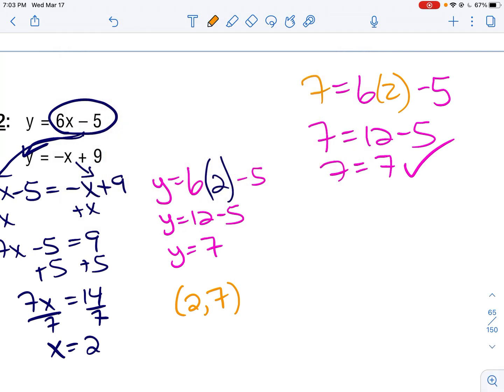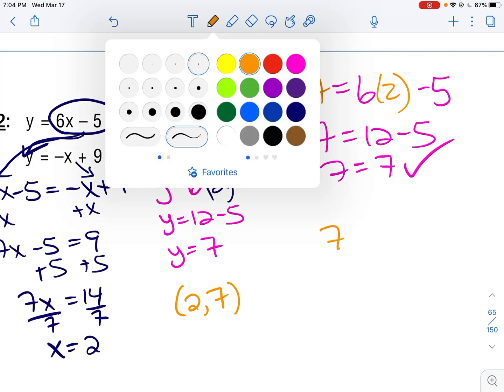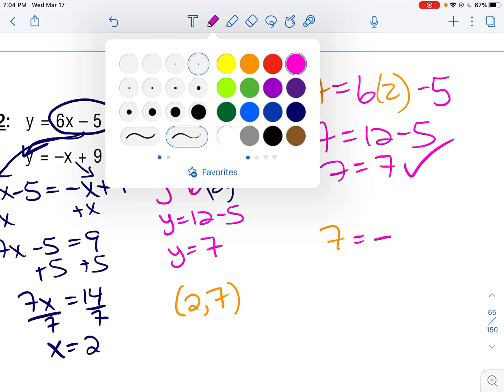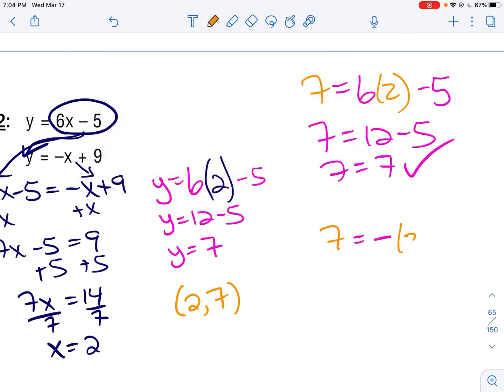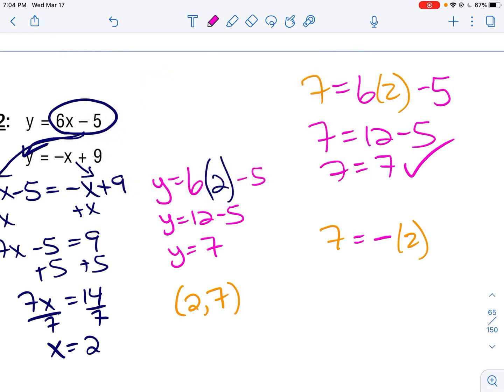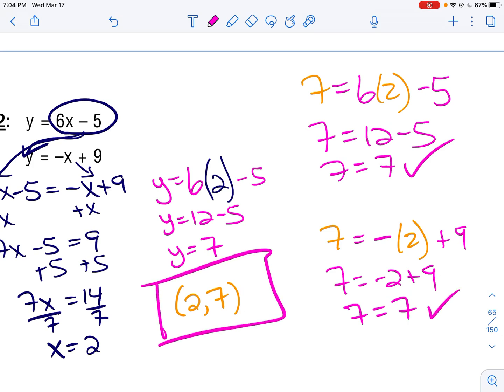Again, we have y, which is 7, equals negative 2 plus 9. So we have 7 equals negative 2 plus 9. So 7 equals 7. It works. So this is the solution.